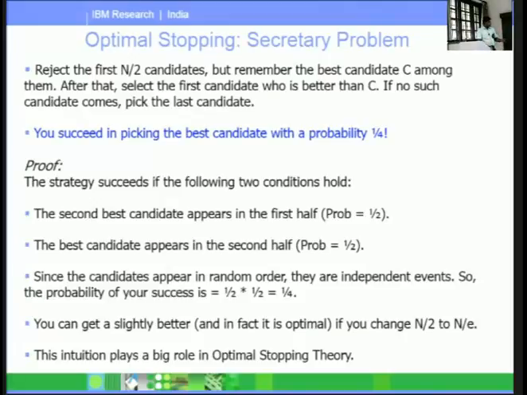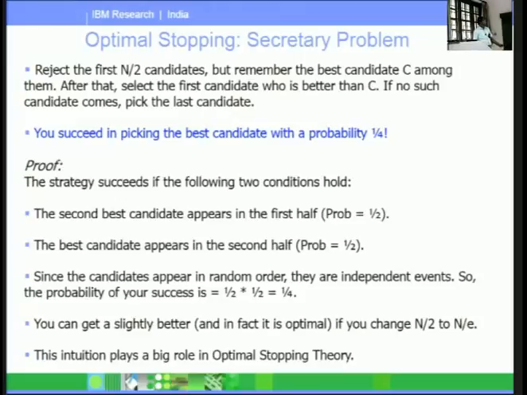So here your choice will be right if the second best candidate appears in this half and the best candidate appears in this half, right? As long as that happens, you don't really need to know the range of the scores, who these people are, nothing you need to know, correct? And the cool thing about this is that both the events actually occur with very high probability and they don't have a bearing on one another. So that's why you succeed with probability 1/4.